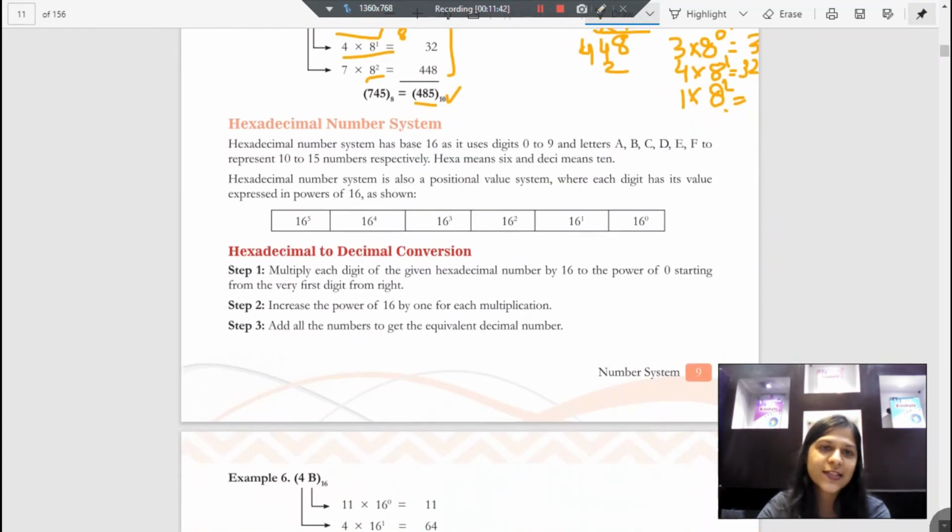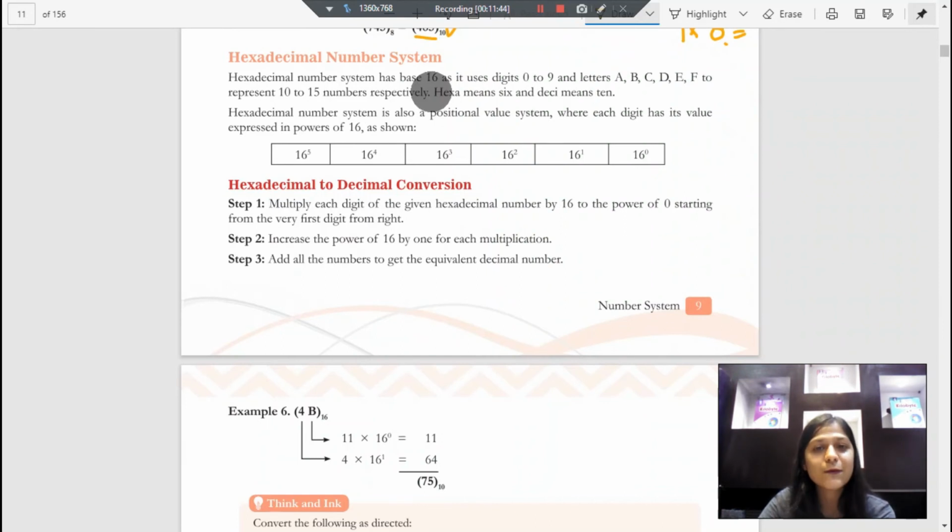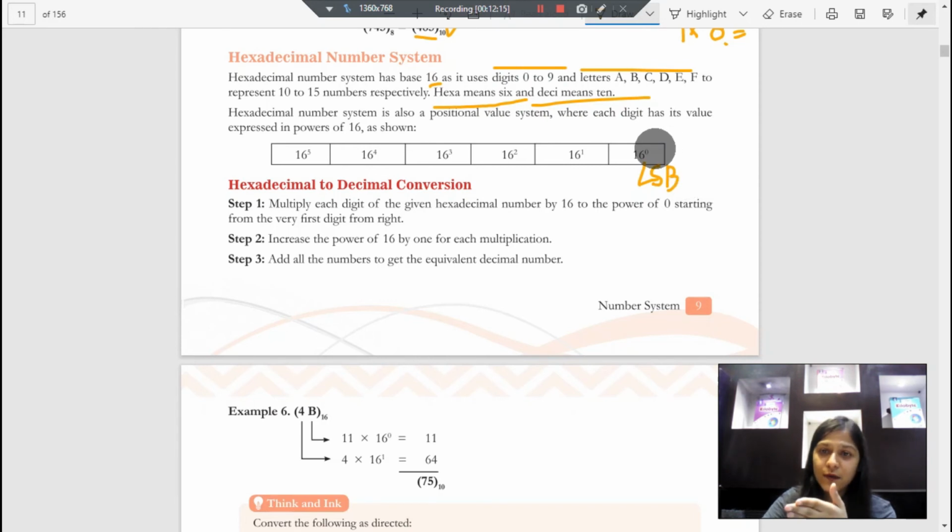Let's proceed to the next number system, which is the hexadecimal number system. It has the base 16; hexa means 6 and deci means 10. So 0 to 9 are the numbers that we're going to use, and then for 10, 11, 12, 13, 14 and 15 we have alphabets, which denote the numbers respectively. So it's also a positional value system where each digit has its value expressed in the powers of 16. The least significant digit means the number multiplied by 16 raised to the power 0. The second digit means that number multiplied by 16 to the power 1, right?